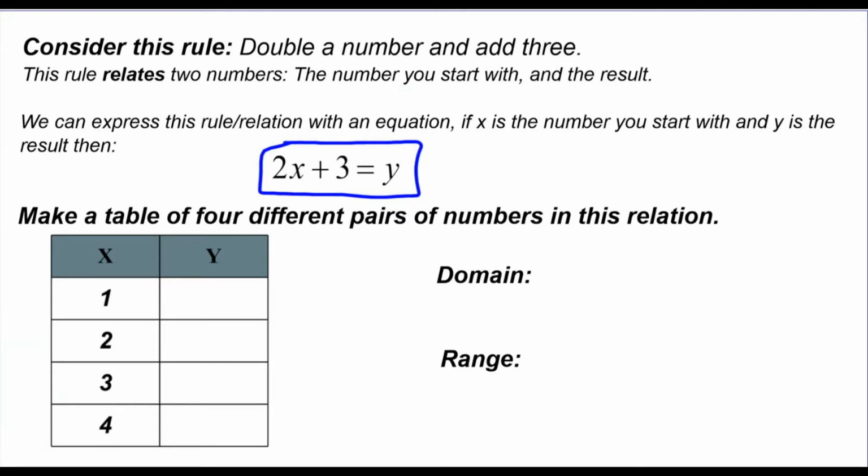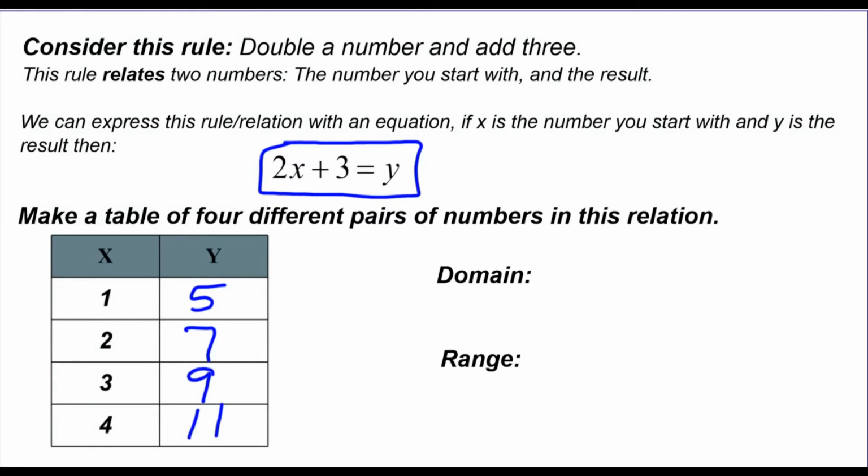So let's make a table of 4 different pairs or ordered pairs of numbers in this relation. So x and y are related by this rule: double a number and add 3. So if x is 1, then if I double that and add 3, 2 times 1 plus 3, I get 5. And if x is 2, if I double that number and add 3, I get 2 times 2 is 4, plus 3 is 7. And if x is 3, 2 times 3 is 6, plus 3 is 9. And if x is 4, 2 times 4 is 8, plus 3 is 11.